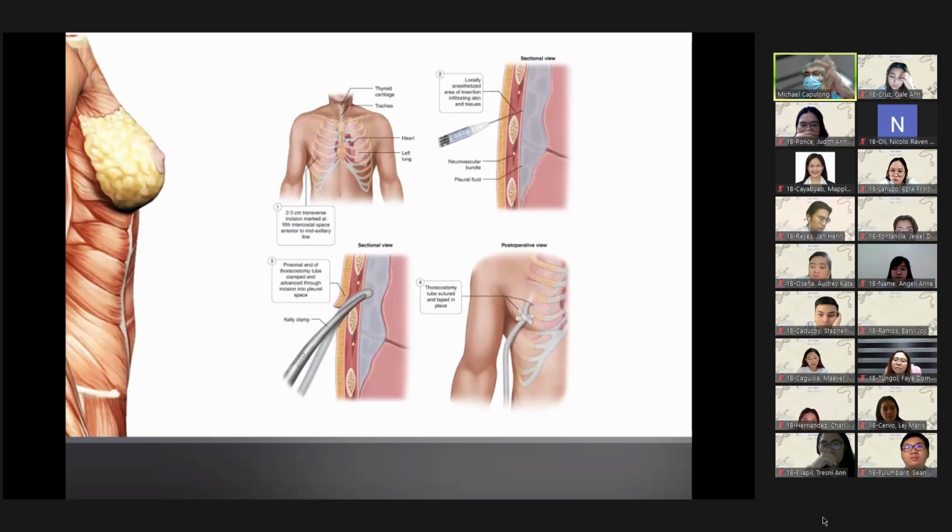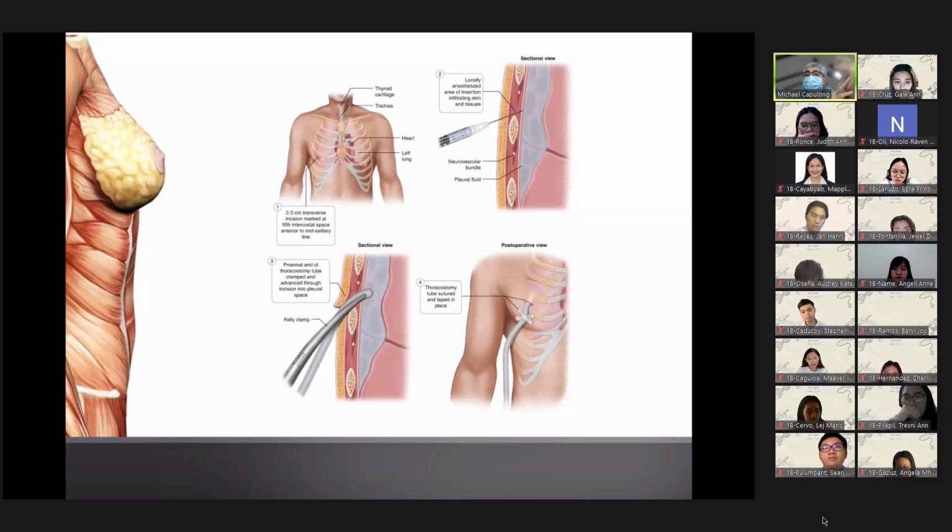There are times wherein we need to put a tube in the chest. This is to drain either air, fluid, or blood in the thoracic cavity. So there is accumulation of air, fluid, and blood outside of the lungs, inside the thoracic cavity.